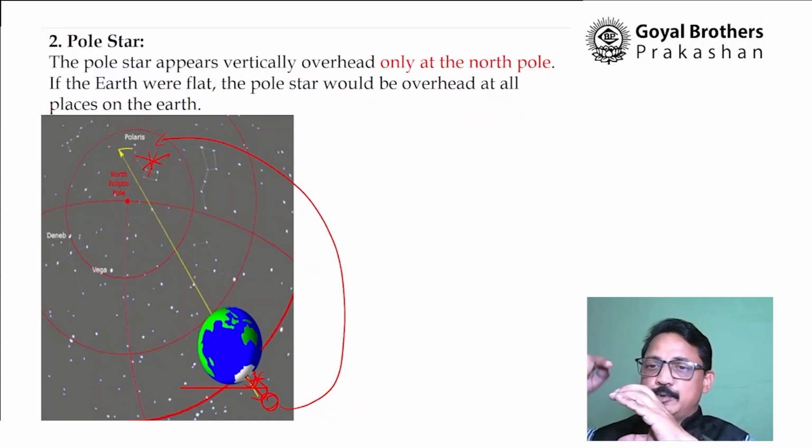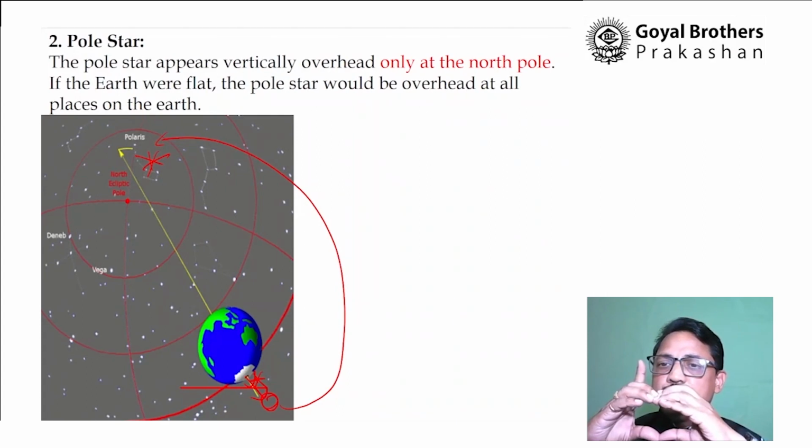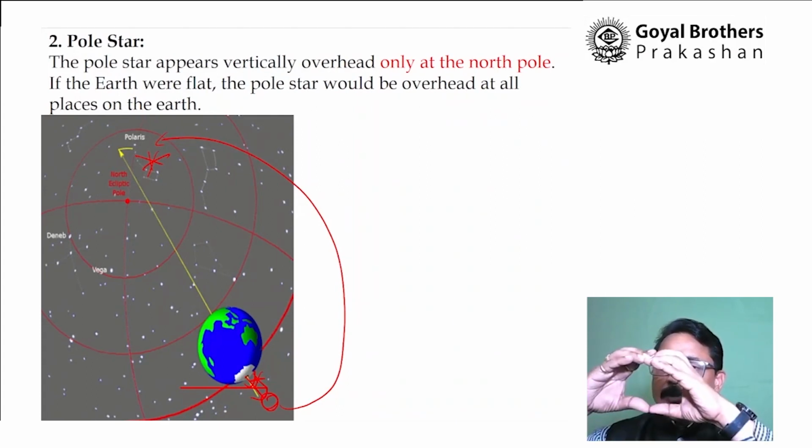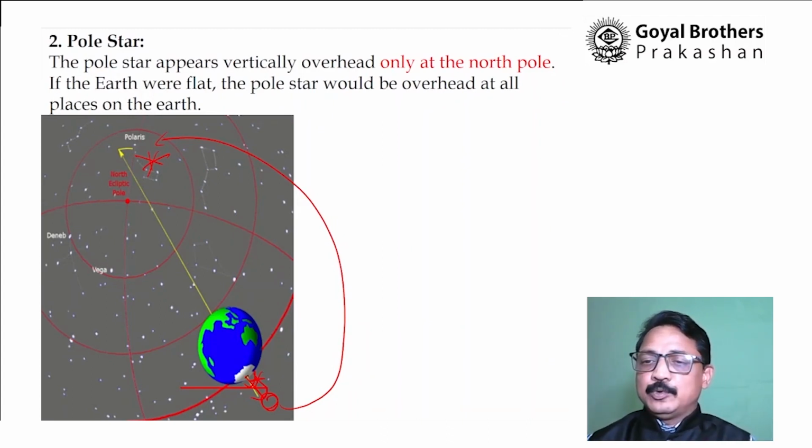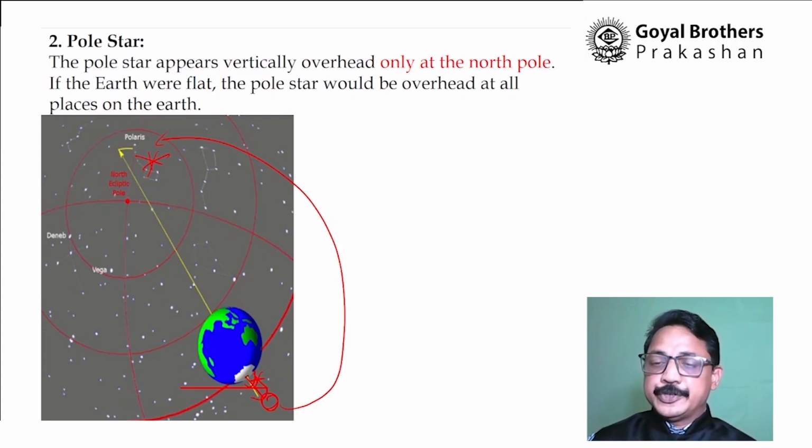If the pole star is here, only the people who are above this will be able to see it. The people who are below this won't be able to see the pole star above them. That is another proof that Earth must be spherical in shape.